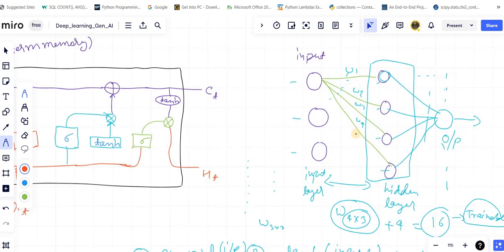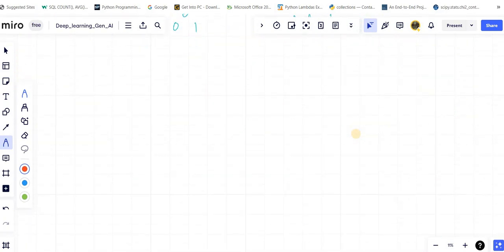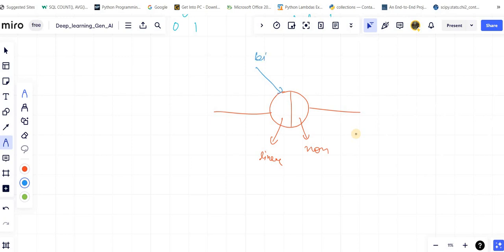Yes. So this equation, let me give you the brief. Assume this is one neuron. This one part is called linear, and here it is non-linear. Understand? So this is the input, this is that, and there is one bias.